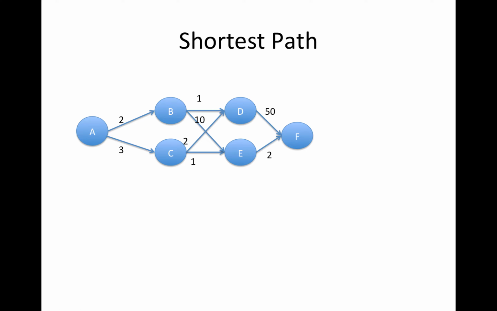So another example, moving on from the fib series. In this question, let us say you would like to compute the shortest path from node A to node F. The numbers by these arrows represent the edge cost.